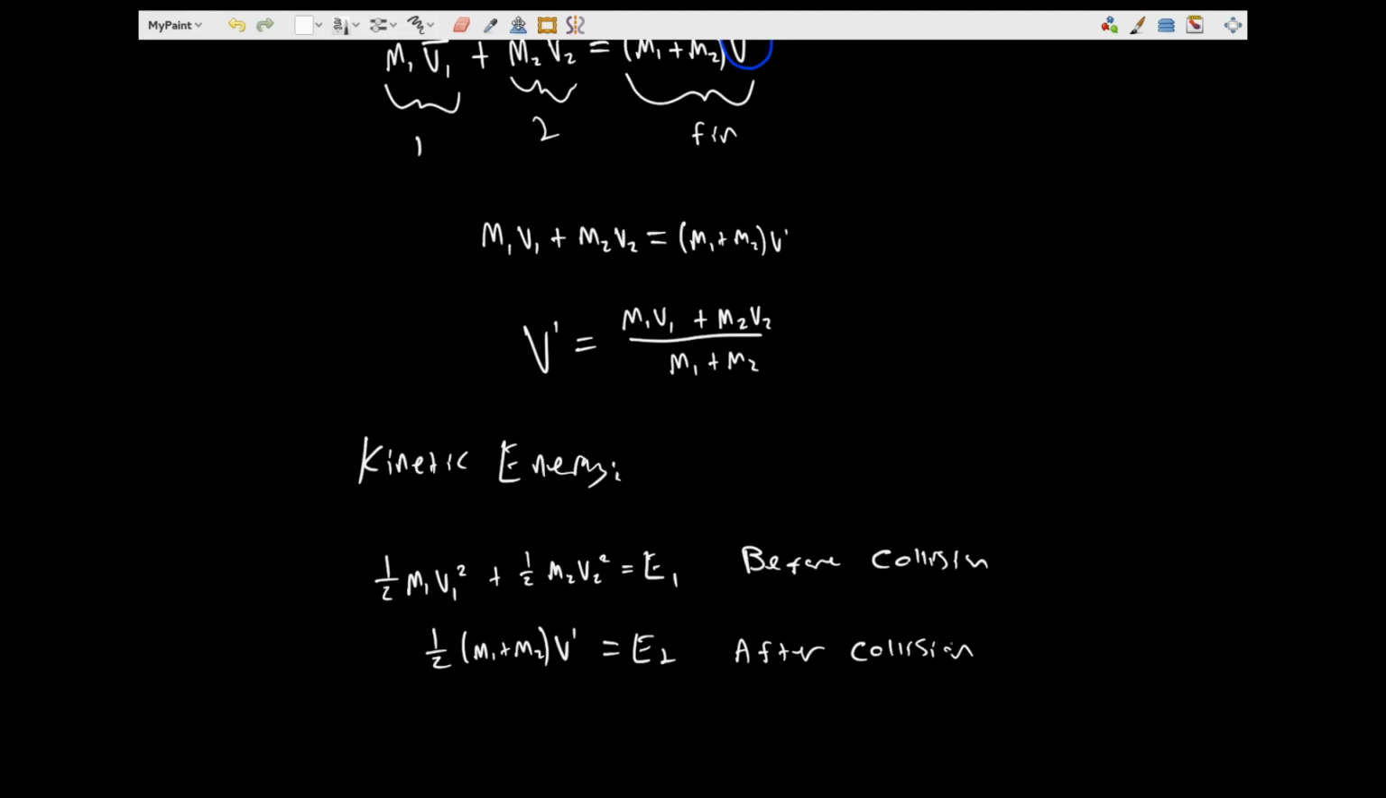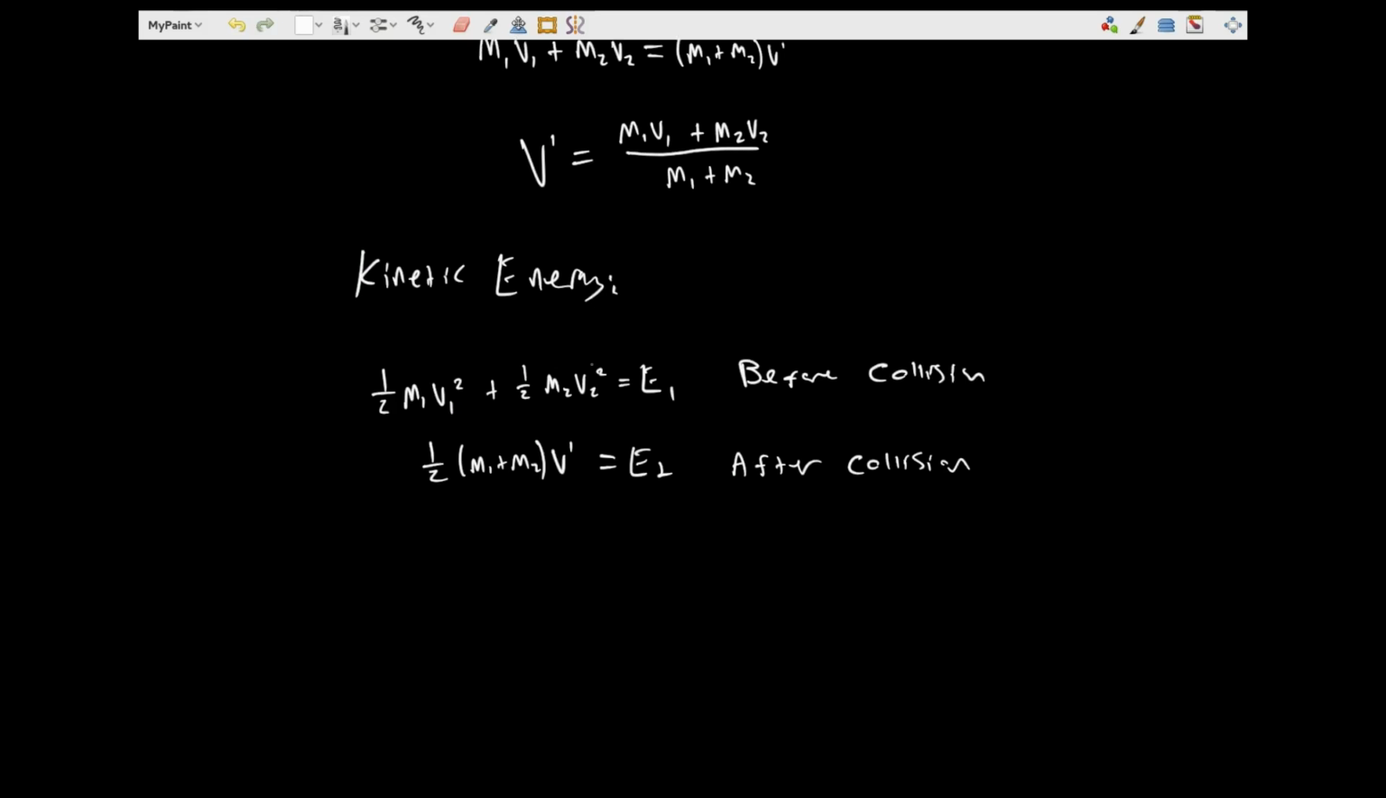Now if we take the difference between these two, we will find how much energy is actually lost in this collision. And we can substitute our known for v prime now to figure out what that is. So E1 minus E2 equals (m1 v1 plus m2 v2) over (m1 plus m2), squared.